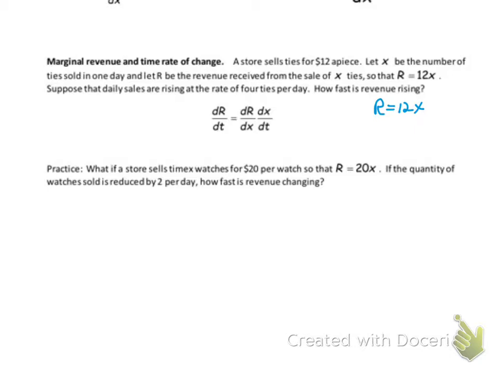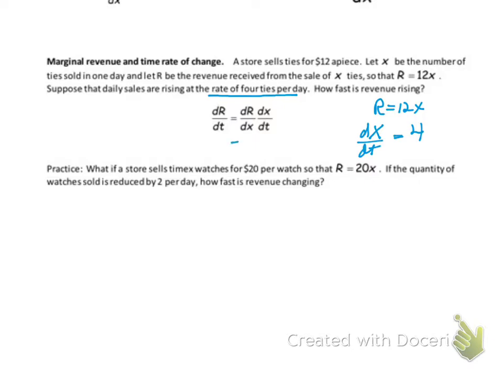Suppose that daily sales are rising at a rate of 4 ties per day. We're going to call the rate of 4 ties per day, what is that? That is dx dt already. That equals 4. All right, so how do I figure out at what rate the revenue is changing with time?